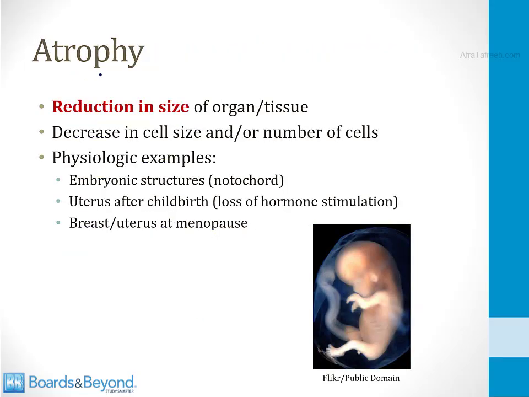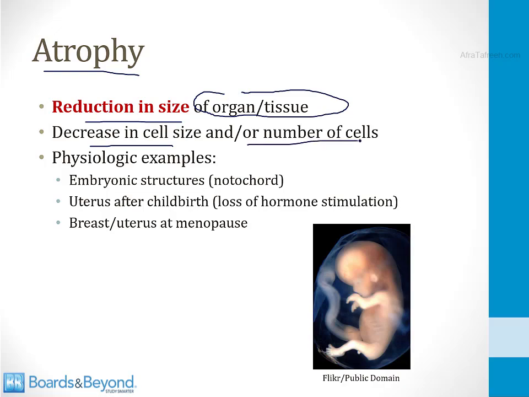Our next cellular adaptation is atrophy. This is a reduction in size of an organ or tissue. It can be due to both a decrease in the size of the cells in that organ or a decrease in the number of cells. There are a bunch of physiologic examples of this. Many embryonic structures in utero, for example, the notochord, do not persist into adulthood. And the reason they don't persist is because they undergo atrophy as the fetus is developing.